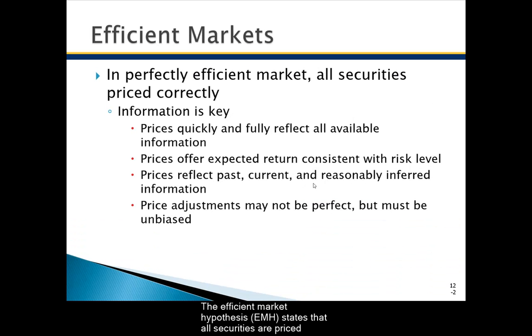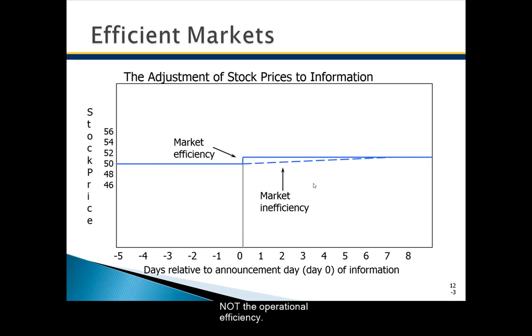The efficient market hypothesis states that all securities are priced correctly. More specifically, stock prices quickly and fully reflect all available information. Stock prices offer expected return consistent with risk level. Stock prices reflect all past information. Market efficiency is about informational efficiency, not operational efficiency.